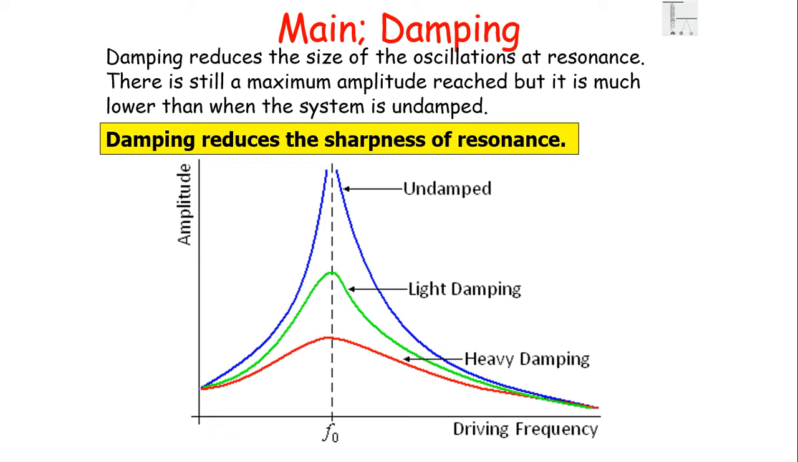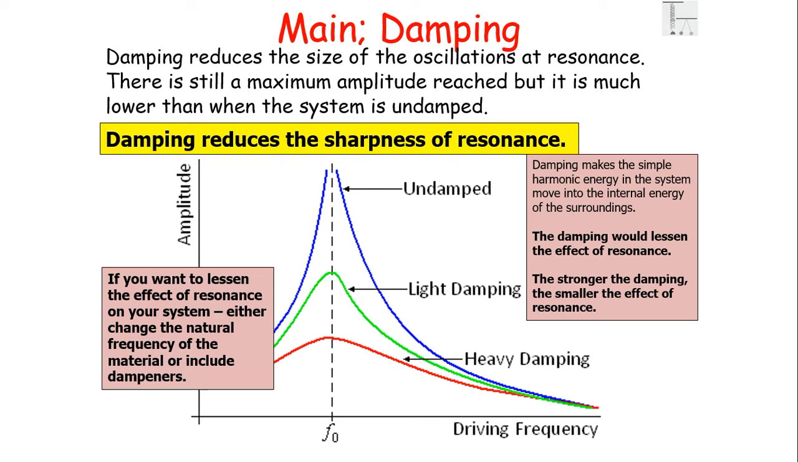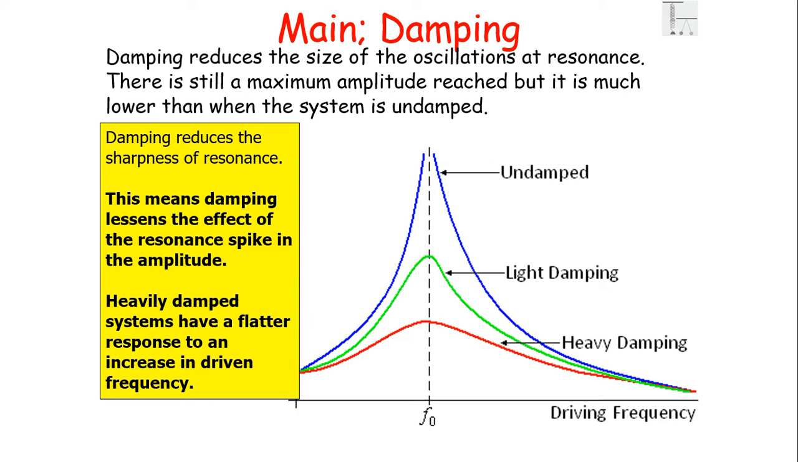We say that damping reduces the sharpness of resonance. So if you want to lessen the effect of resonance on your system, either change the natural frequency of the material to change the resonant frequency, or include dampers to provide a damping force. So damping makes the simple harmonic energy in the system move to the internal energy of the surroundings. It lessens the effect of resonance. So the stronger the damping, the smaller the effect of resonance. So we say damping reduces the sharpness of resonance.